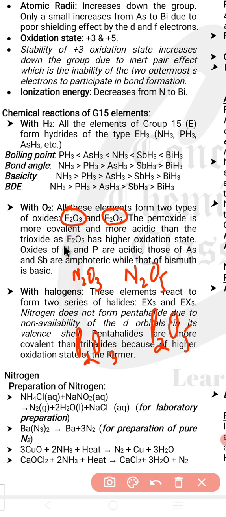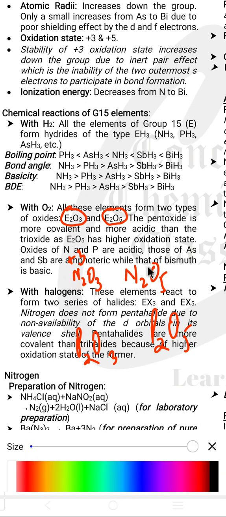As E2O5 has higher oxidation state. In case of N2O3, nitrogen has +3 oxidation state, while in case of N2O5, nitrogen has +5 oxidation state. So due to higher oxidation state of nitrogen, N2O5 has more acidic as well as more covalent character than N2O3.